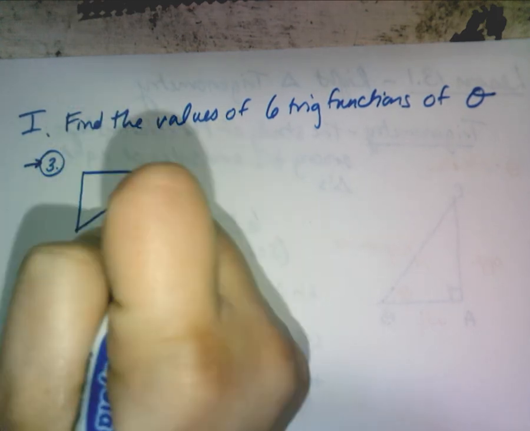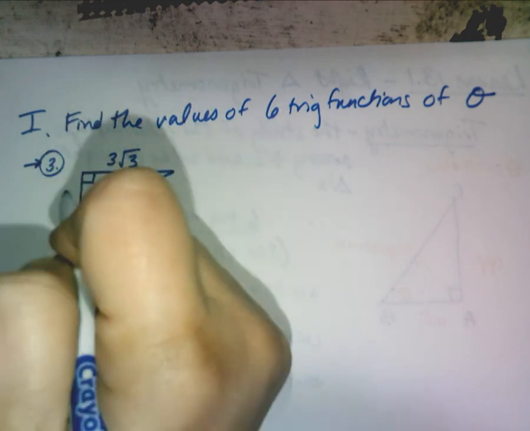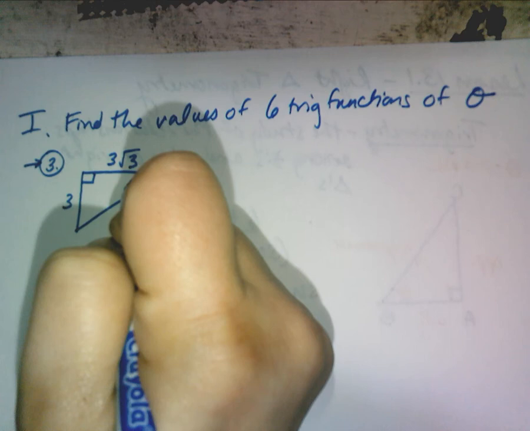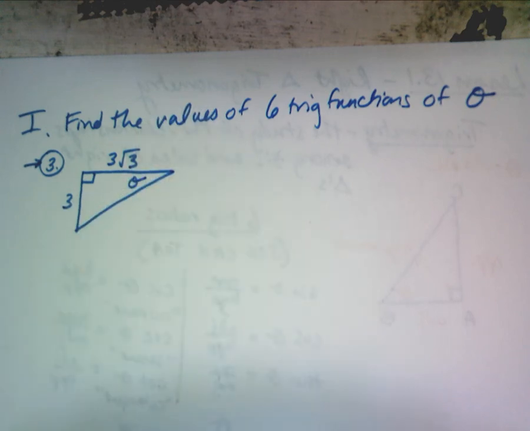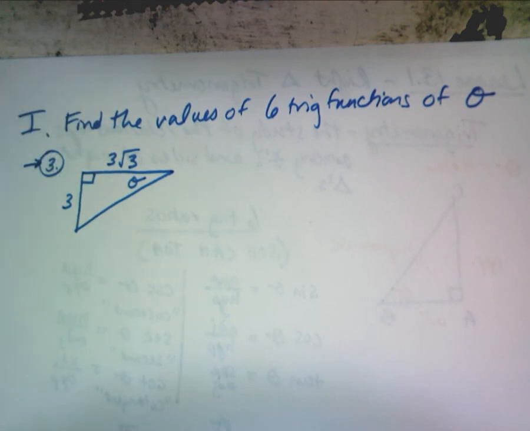It looks like this. It has 3 square root 3 here and a 3 here and theta right here. And the directions will say, find the 6 trig functions of theta. So they want you to find the sine of theta, the cosine of theta, the tangent of theta, the secant, the cosecant, the cotangent, all of those. So before you begin, though, you need to have 3 sides of the right triangle. And right now we only have 2.